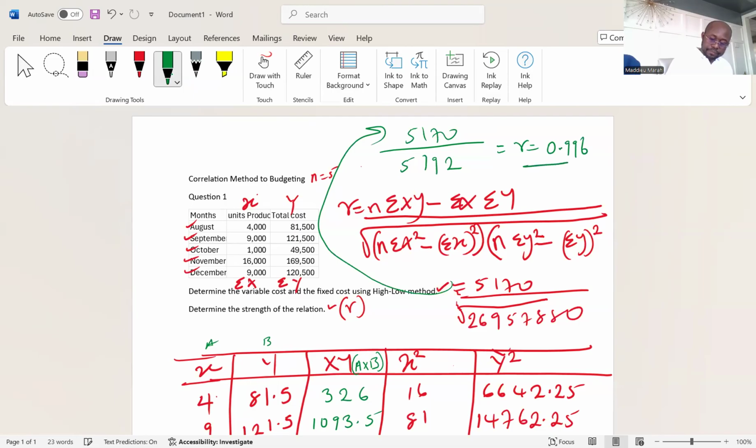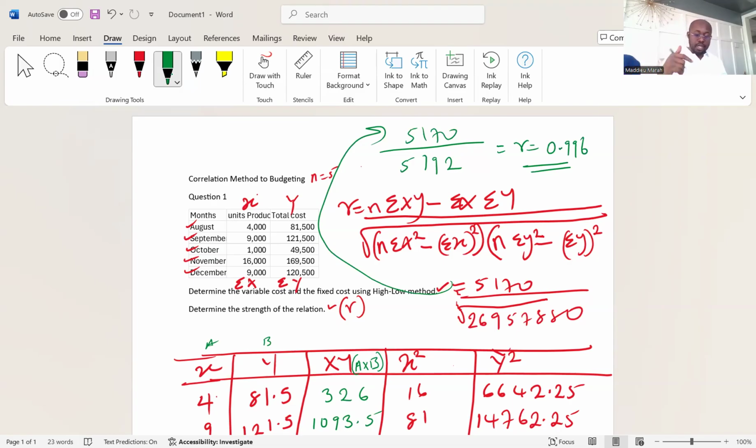0.996. I told you the answer will be 1 or minus 1. 0.996 is the final answer. So what's the strength of the relation? Remember, I taught you about the types of relation. This is a partial correlation. Remember that diagram in my first lecture. If it is equal to 1, like the first question we solved, that's a strong relation. This is a partial relation.